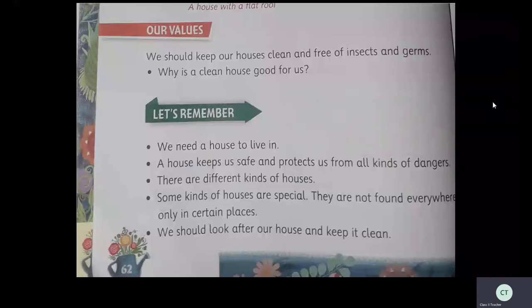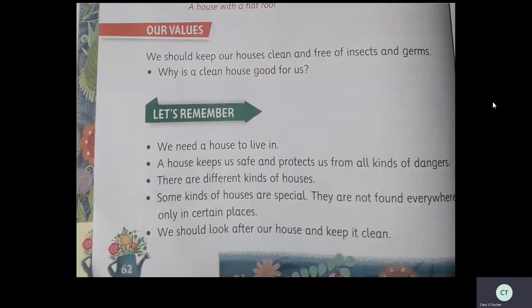Then let's remember, we need a house to live in, isn't it? We need a house to live. A house keeps us safe and protects us from all kinds of dangers. See, that is very important, isn't it, children? When we are inside the house, we feel very safe. So we think that nobody will come and attack us, isn't it? So the house is protecting us from all kinds of dangers.